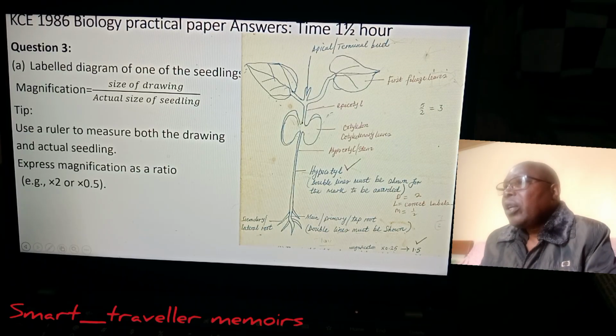We have hypocotyl, or you can call it a stem there, but we have the hypocotyl below there. Double lines must be shown for the mark to be awarded for the stem. Then we have the main or primary or taproot, for which double lines must be shown. Then we have the secondary or lateral root.